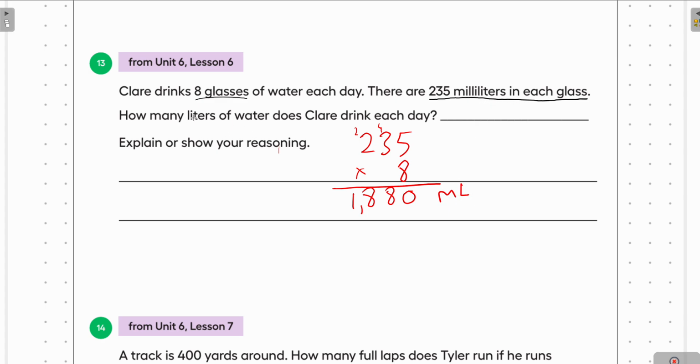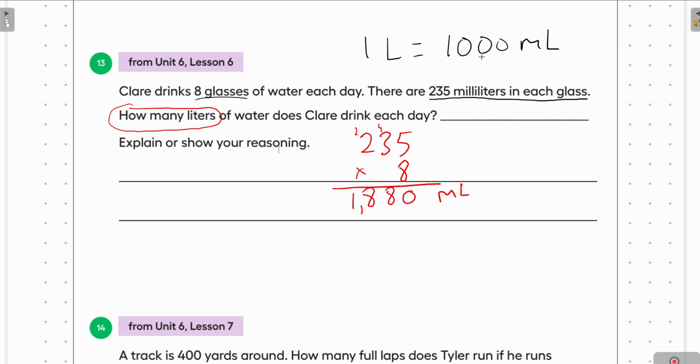All right, so it's asking us how many liters of water does Claire drink each day? So here we have milliliters, and we need to convert that into liters. So first of all, we need to understand that 1 liter equals 1,000 milliliters. Notice how when you see the word milli, that has to do with 1,000. Just like when you see the word centi, that has to do with 100.